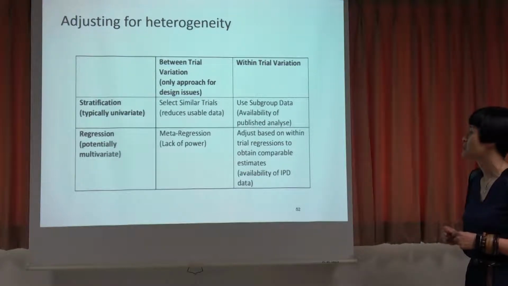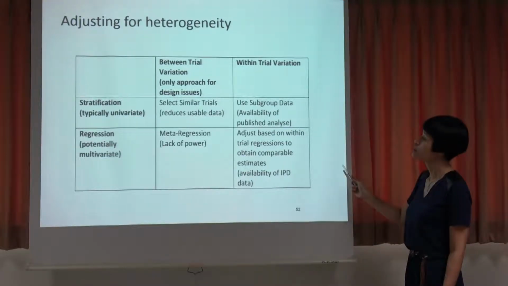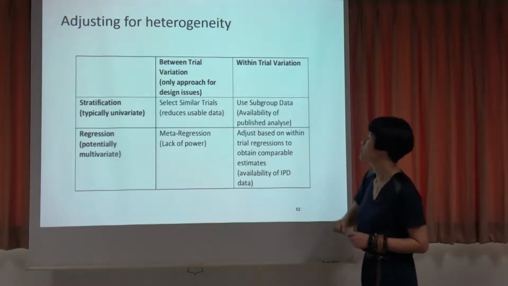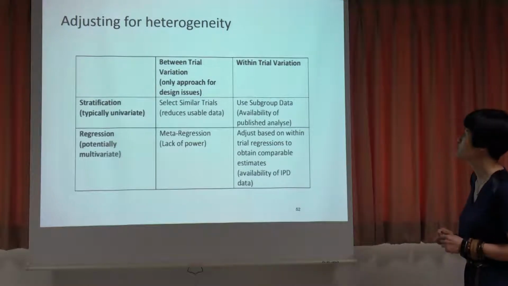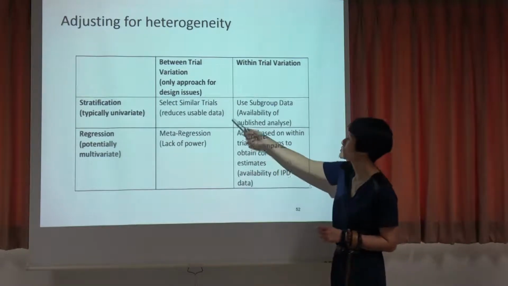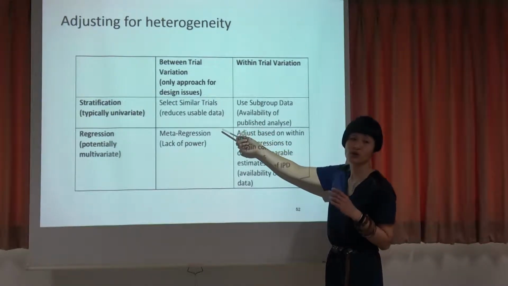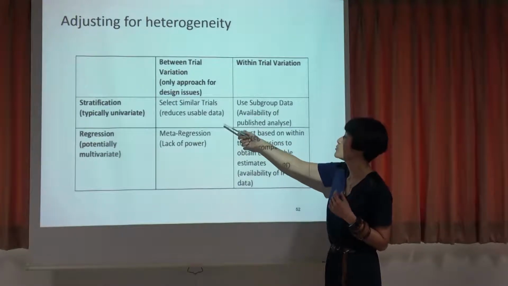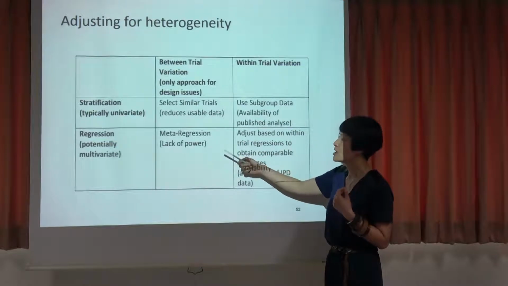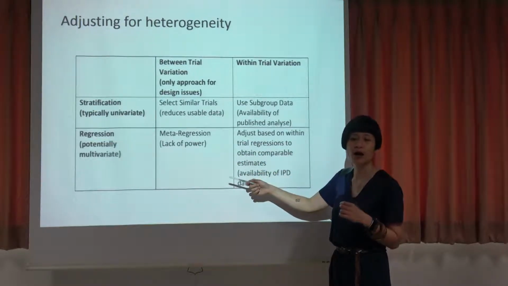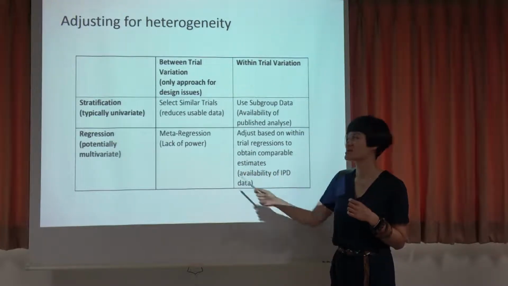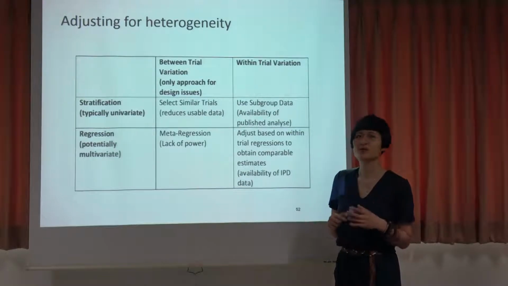Adjusting for heterogeneity, you can use stratification or regression techniques. That's basically like subgroup analysis. Stratification is the only approach for between-trial variation, for design issues, so similar trials. But the thing is, if you stratify, you're reducing the sample size, so you're reducing usable data. You can use meta-regression, but meta-regression requires power, a large number of studies, and typically the meta-regression that we do in meta-analysis lacks power because there is not enough information.